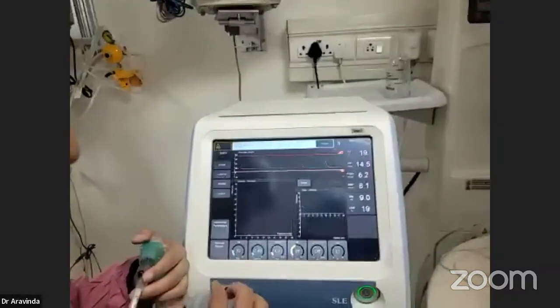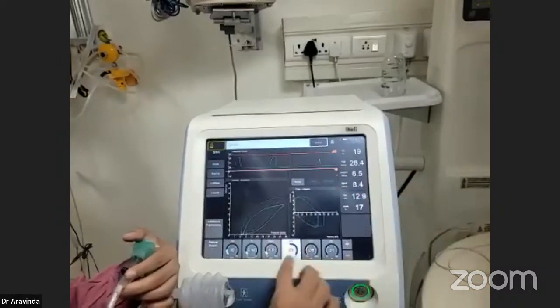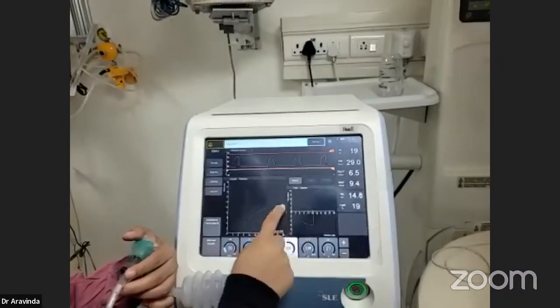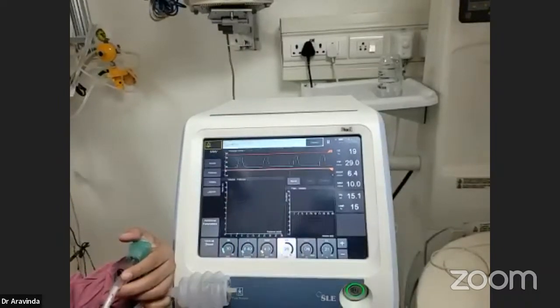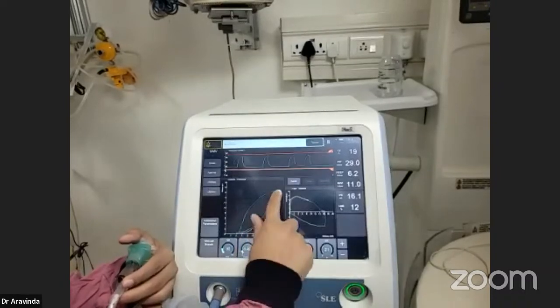Now we have increased the PIP to a very abnormal level. Normally we don't keep this much. Here you can see that beaking is coming. Such high PIP should be avoided.